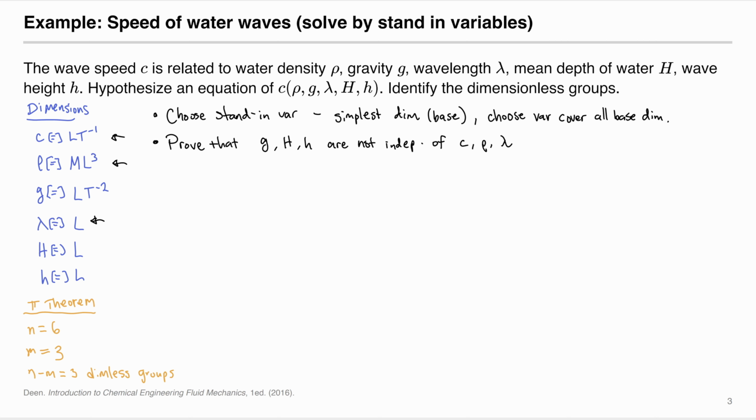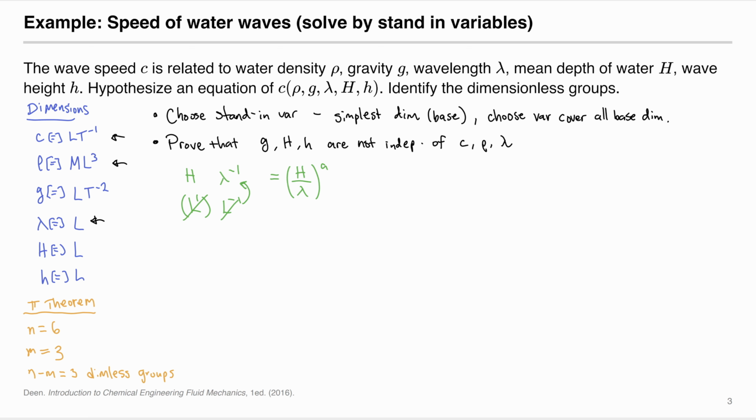So let's start with the easier one, say H. H has a dimension of L, so what I want to do is make the L disappear using the stand-in variables. Here, the stand-in variable for L is lambda. So what I want is to pick an L to the minus 1 such that the L to the minus 1 and L to the 1 cancel out, right? So what I need is actually a lambda to the minus 1 here. That gives us the first non-dimensional group, H divided by lambda, raised to some arbitrary power.